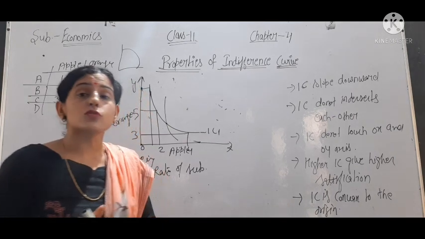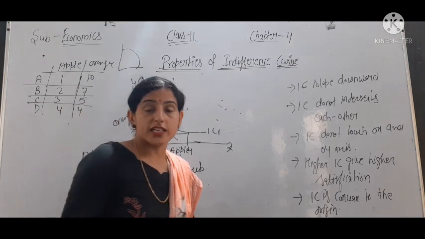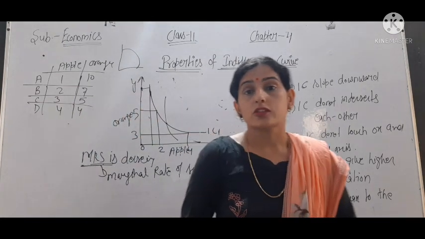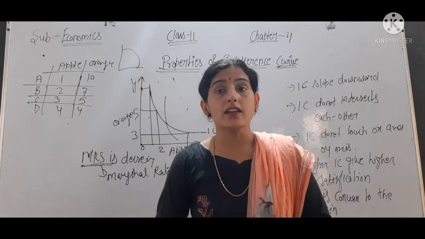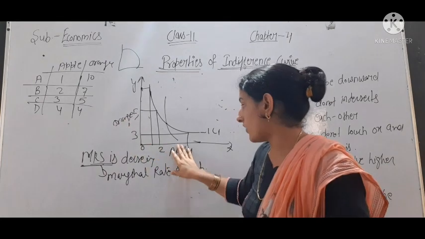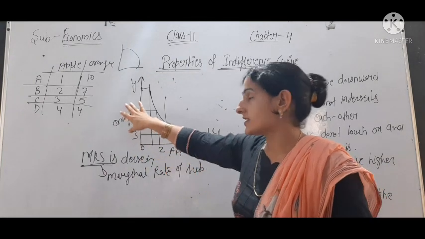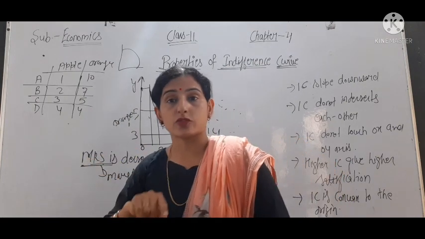IC is convex to the horizon, okay. It is because of MRS, marginal rate of substitution, okay. To consume more units of the other good, the consumer is sacrificing more units of orange, okay. To consume 1 unit of apple, he is sacrificing units of orange, and that is marginal rate of substitution.